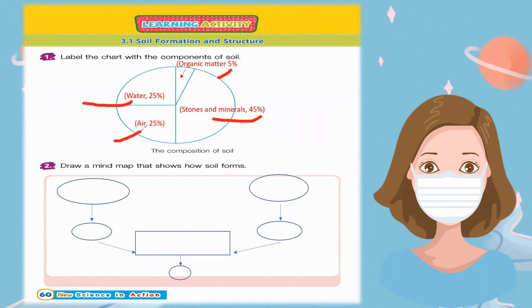Okay, students, four of them: organic matter 5%, stones and minerals 45%, water 25%, air 25%. So these are the components of the soil. All right, students, you understand that? Four of them. Okay, now here.